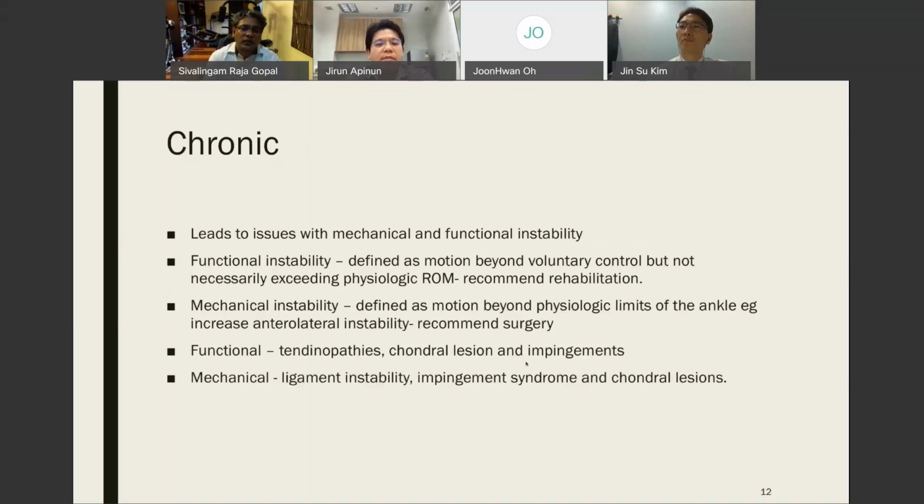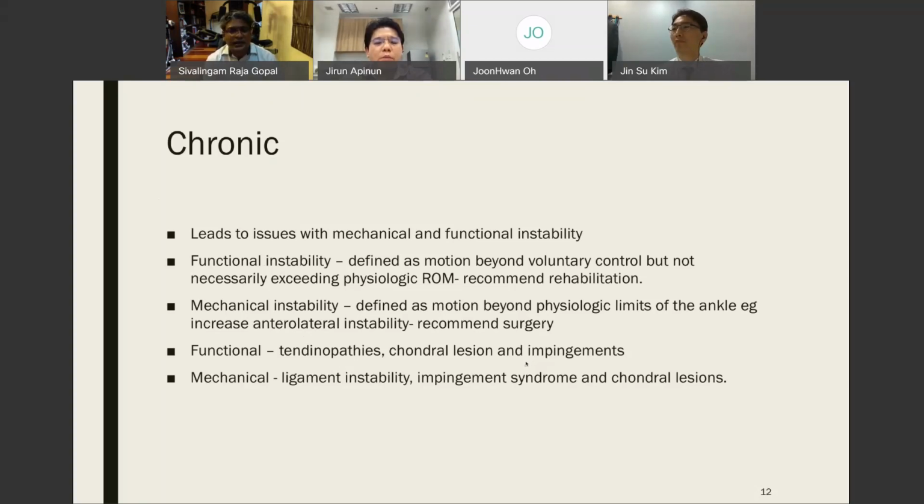In chronic cases, we face mechanical and functional instability. Functional is defined as beyond voluntary control, but not necessarily exceeding the physiological range of movement. If they come with only functional instability, there is a good role for conservative management with good rehabilitation. You may get good stability for sedentary lifestyle people, but in active sportsmen, functional instability sometimes can give problems.